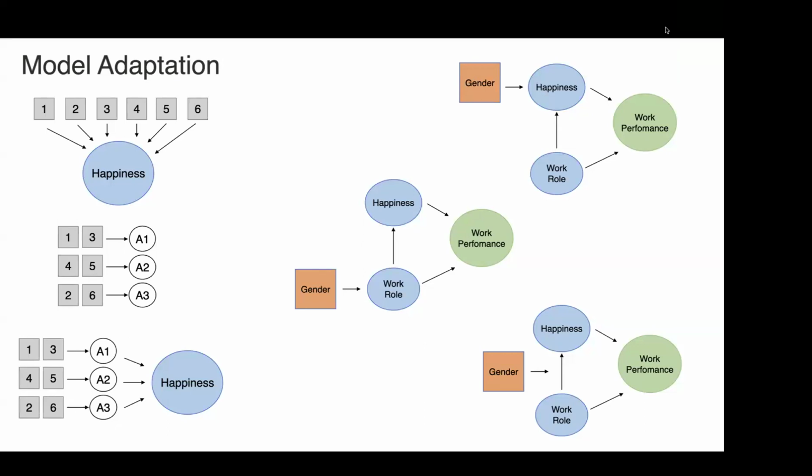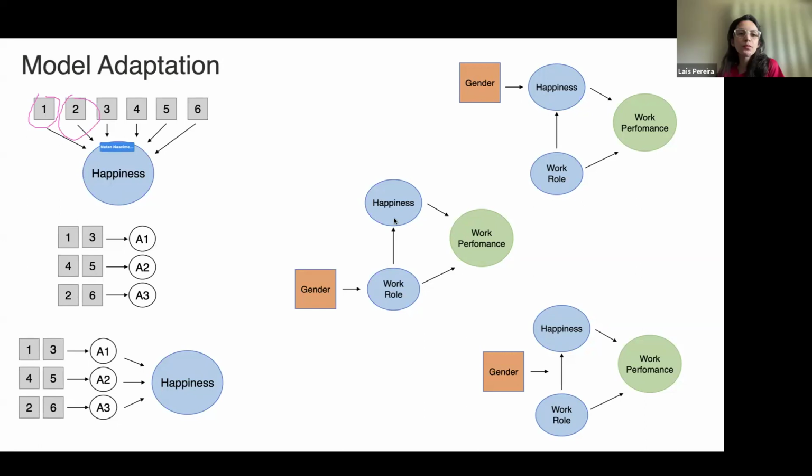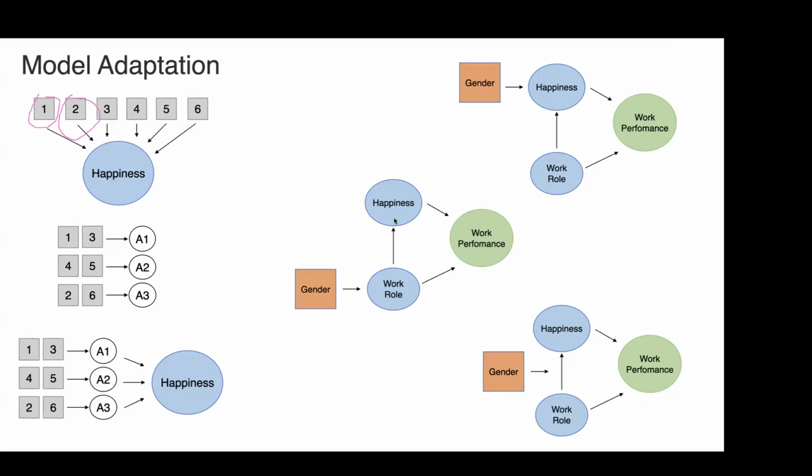So let me see if I can here. So you see this one here and this one here. They're observed. It can be self-reported, but they are observed. And they will construct a latent variable, so something that we don't actually see, but we know that it exists, like happiness. We know that happiness exists.